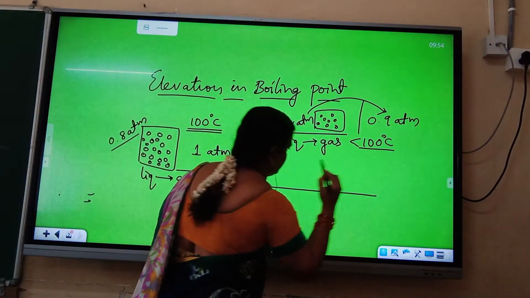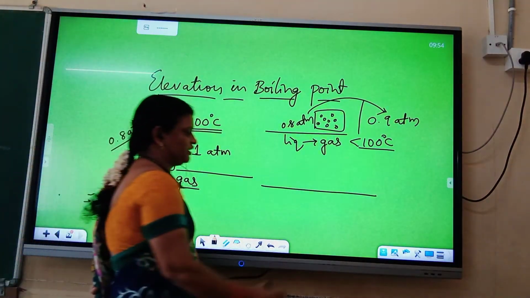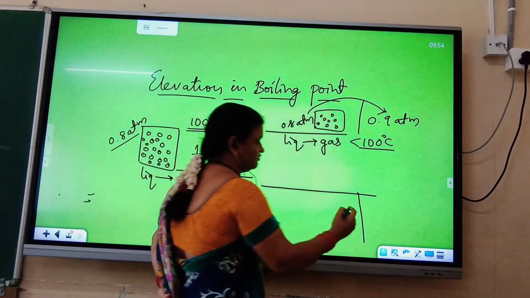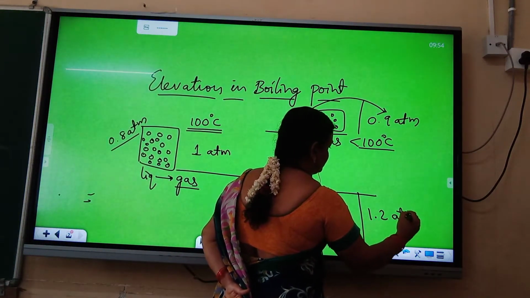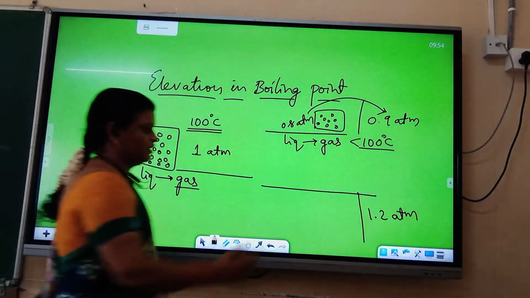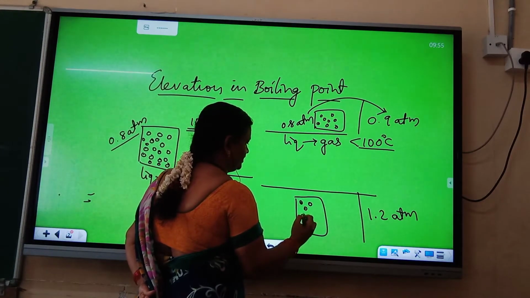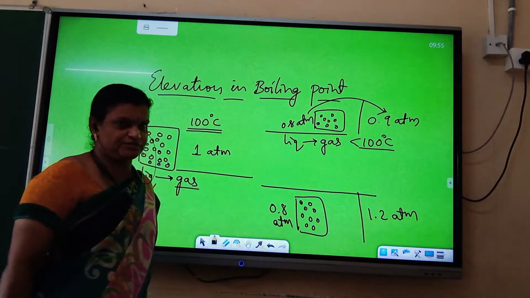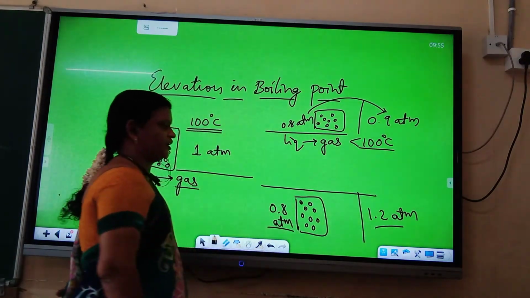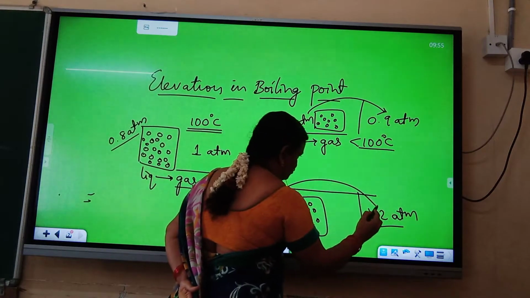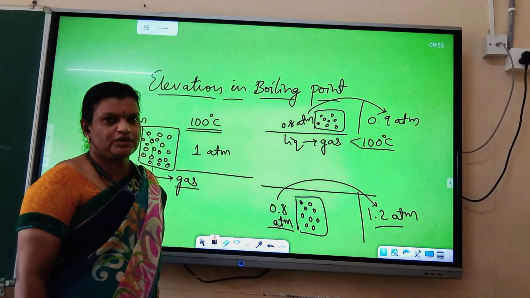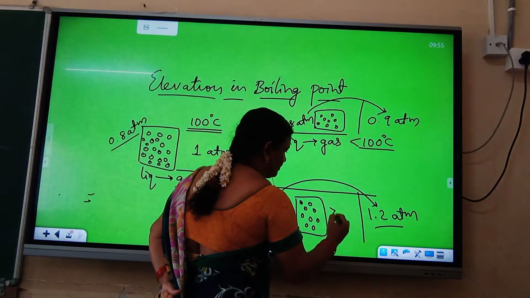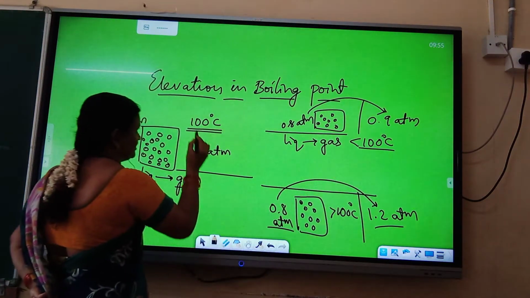Then what about when you go to a depth? When you go to a depth, the pressure is different; it increases along with the depth. Let me assume the pressure here is 1.2 atmospheres. We have the same container with a pressure of 0.8 atmospheres. See the difference: from 0.8 atmospheres to 1.2 atmospheres, we have to provide more heat energy. That means we have to heat up to a higher temperature. So here the boiling point will be greater than 100 degrees Celsius.